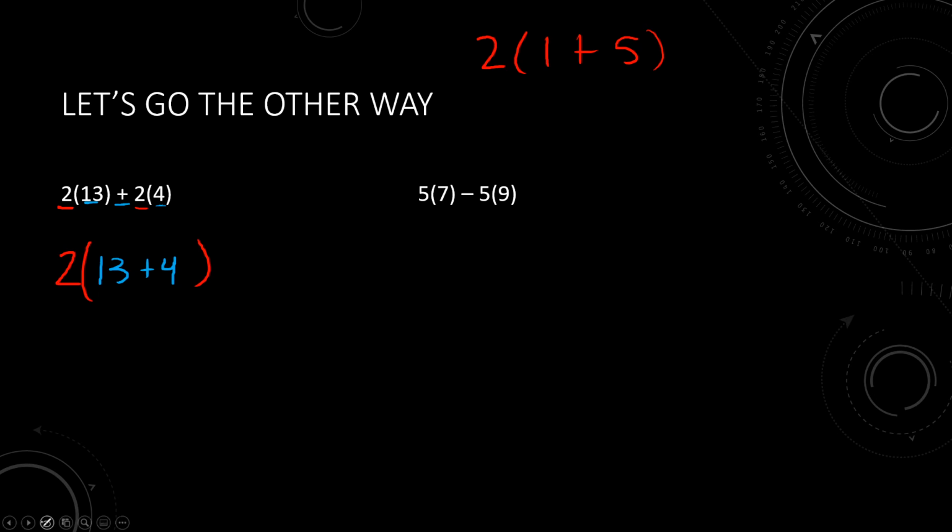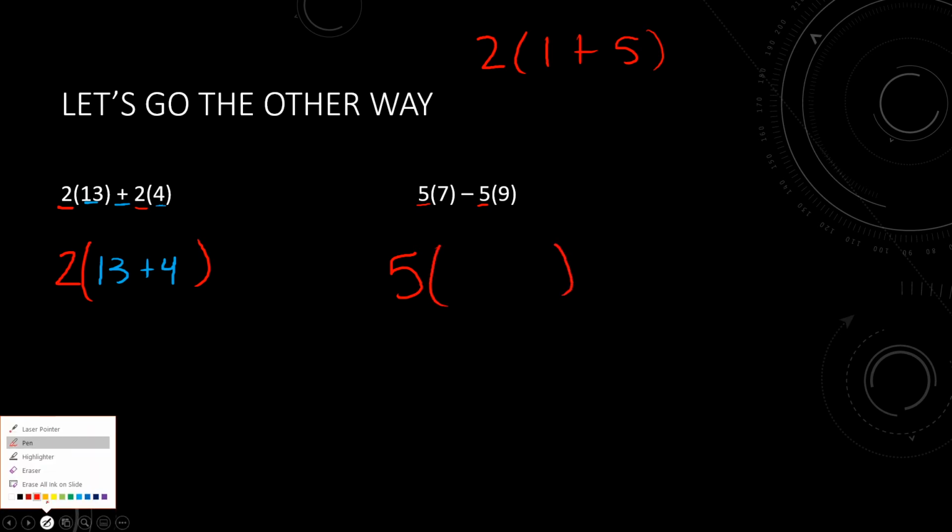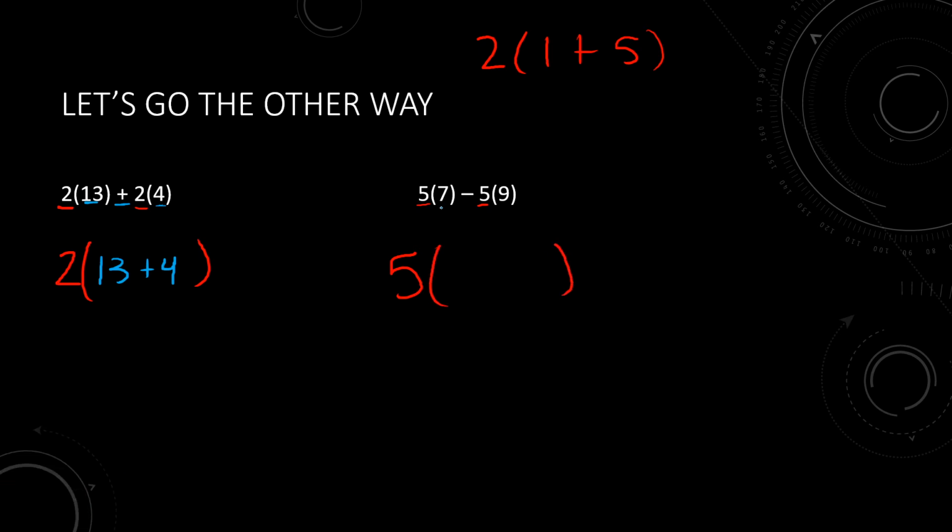Let's look at the second one. On the second one here, I need to look and see, well, what number do they have in common? And if I look, both of these have a 5. So that 5 is going to be pulled out. Now I need to just write what's inside my parentheses. And to do that, I'm writing whatever is left in the exact order that it's written. So I have a 7, a minus sign, and a 9.